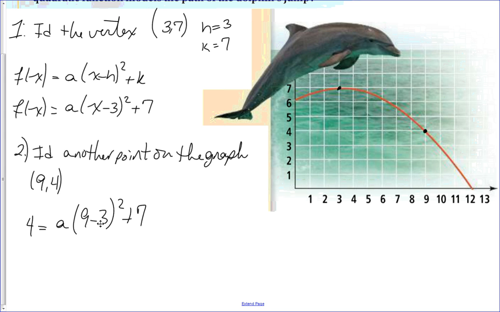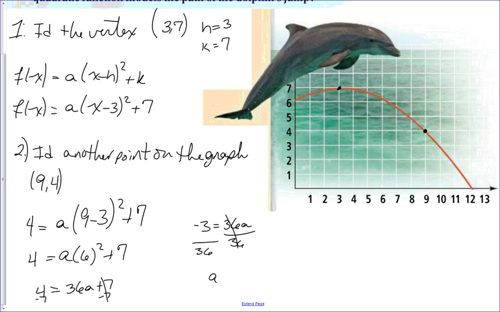So 9 minus 3 is 6. So this is a times 6 squared plus 7 equals 4. 4 equals 36a plus 7. I come up here and subtract the 7 from both sides. So we have negative 3 equals 36a. And now we're going to divide both sides by 36.